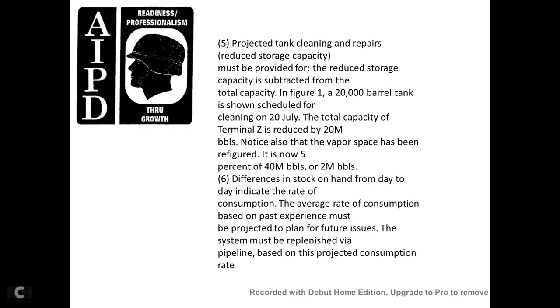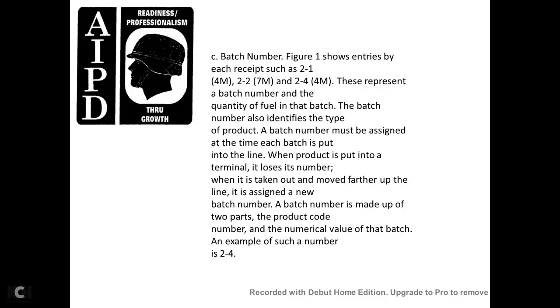The average rate of consumption based on past experience must be projected into the plan of future issues. The system must be replenished via the pipeline based on the projected consumption rate. The batch number in Figure 1 shows each receipt: Figure 2-1 with 4,000 barrels, 2-2 with 7,000 barrels, and 2-4 with 4,000 barrels. These represent the batch number, the quantity of fuel in the batch, and the identifier of the type of product.